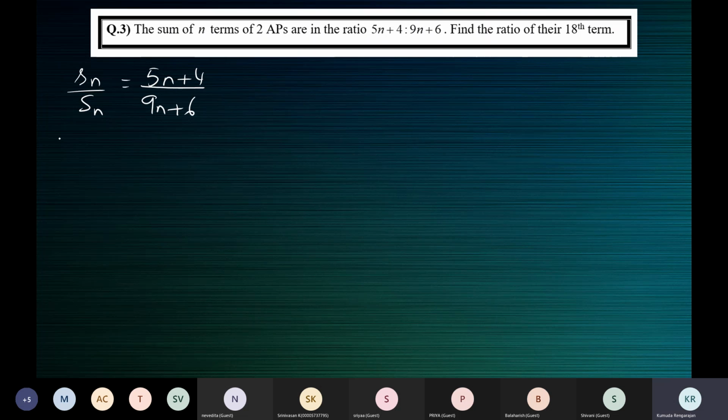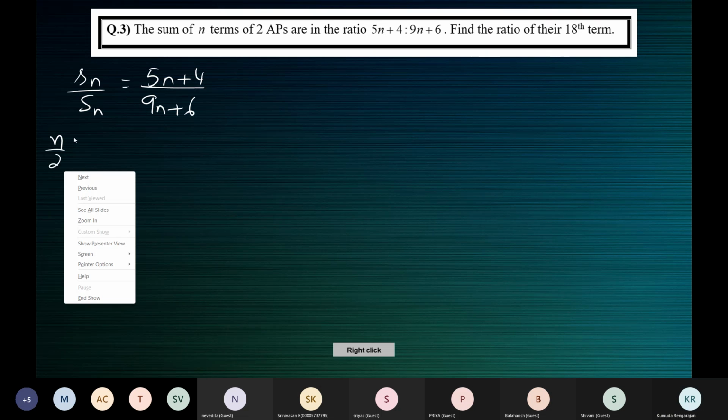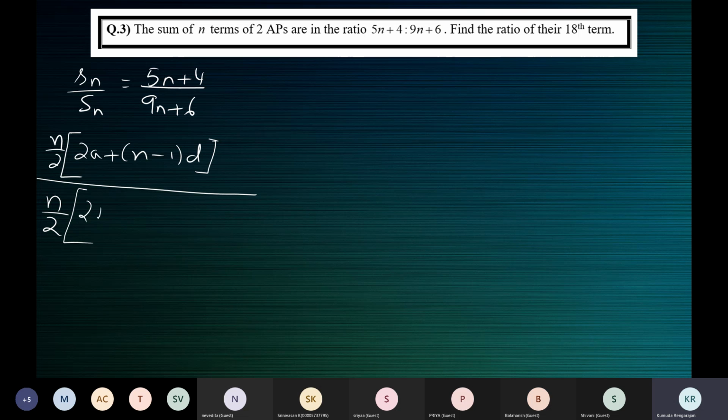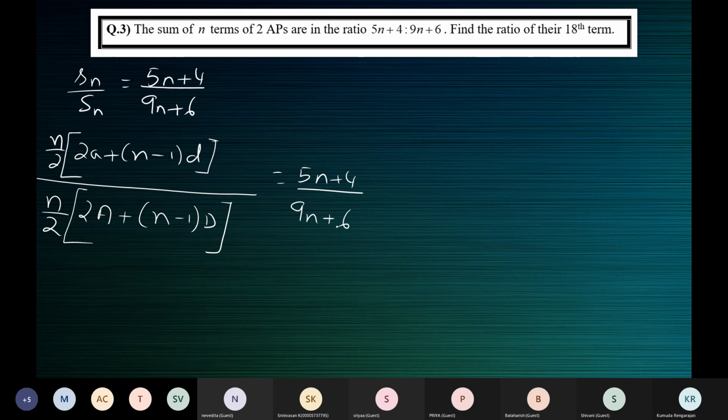So how do you expand on Sn? n by 2 of 2a plus n minus 1 into d. Be careful when you use the letters A and D. So n by 2 of 2a plus n minus 1 into d for the numerator, and for the denominator, n by 2, the same small letter n, of 2a plus small letter n minus 1 into capital D, the second AP, is equal to 5n plus 4 by 9n plus 6.